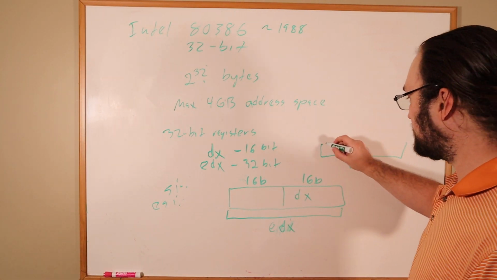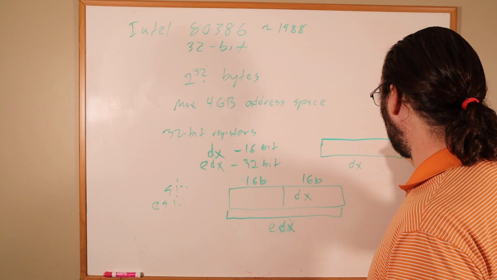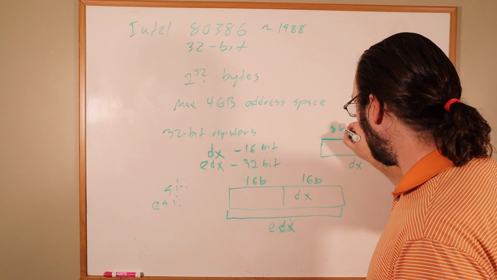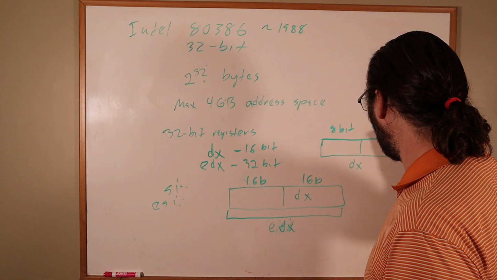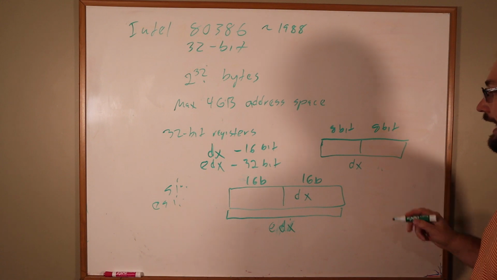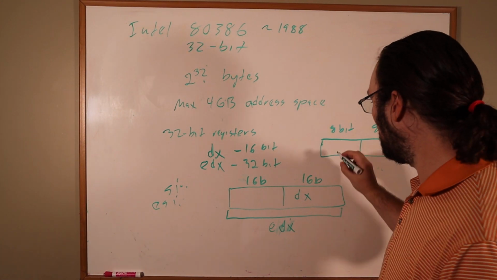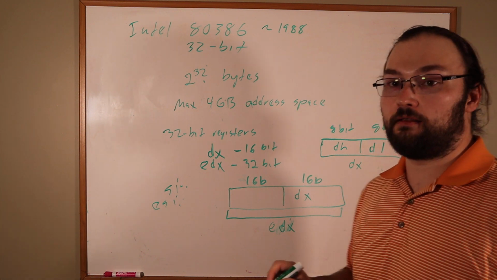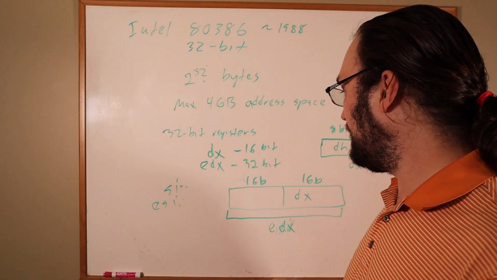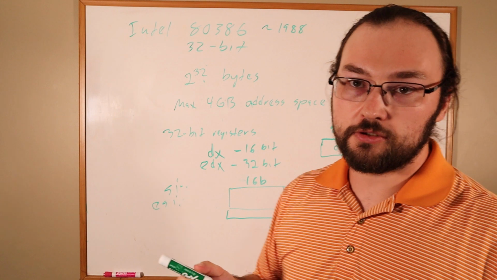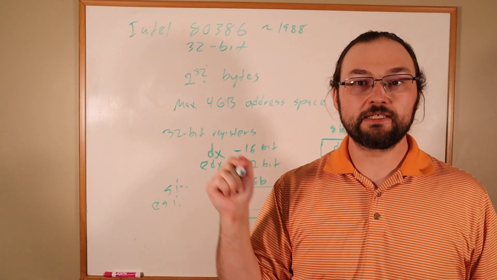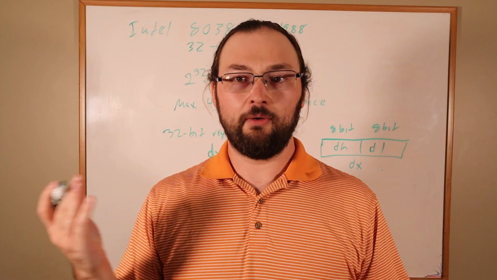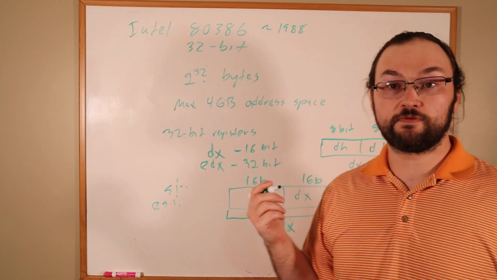But if we look at DX, we have 2 8-bit parts. So the top half, the high bits, are called DH, and the low bits are called DL. So even in the 32-bit version of this instruction set architecture, different pieces of the registers have different names, and we can end up with 4 different names for the same register.